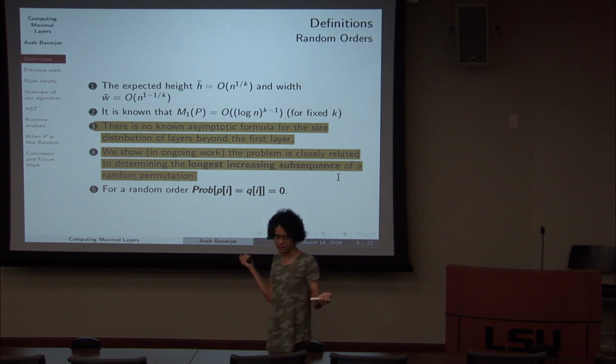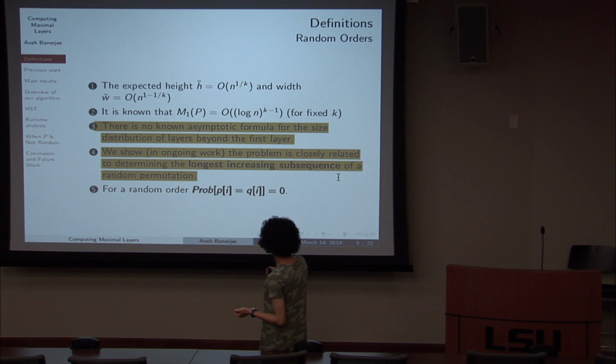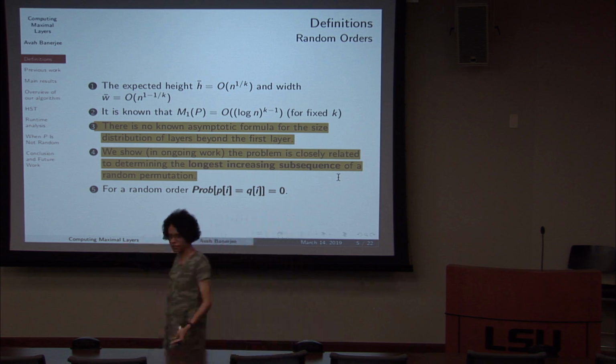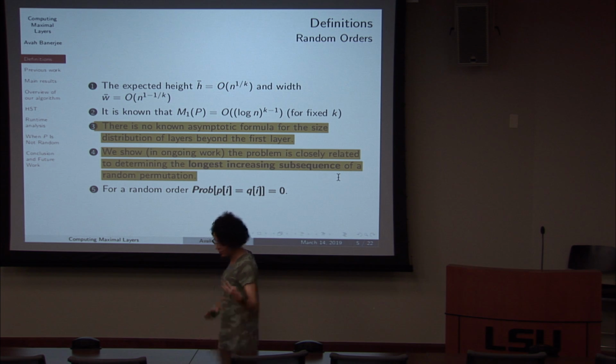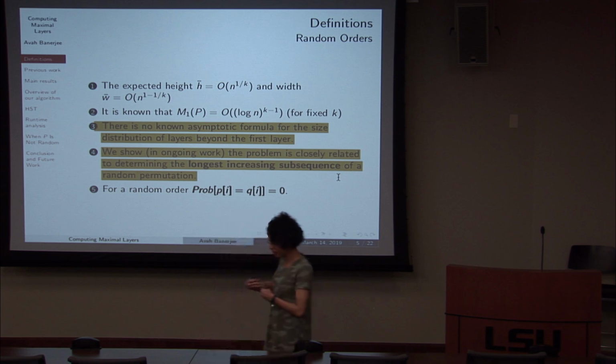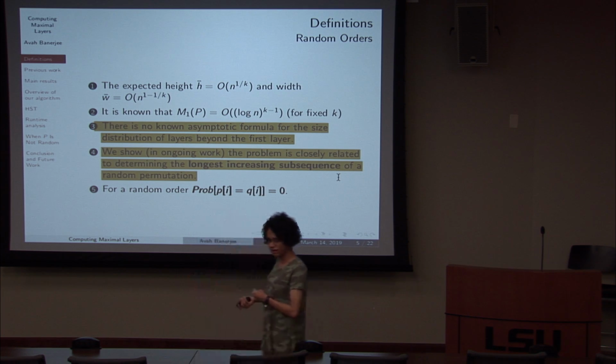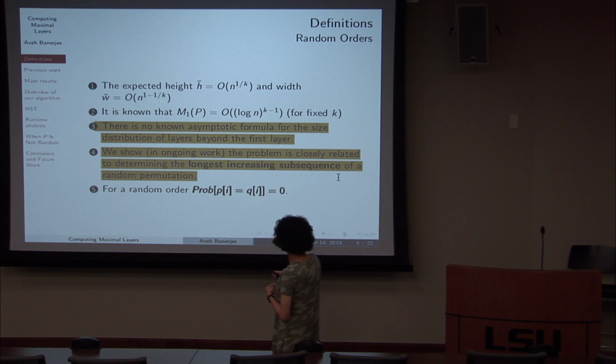expected height? It was known around 30 years ago, I think 1988, that the expected height is the kth root of n. So if you have n points in k-dimensional Euclidean space, and they're picked randomly, then the expected number of maximal layers is the kth root of n. And the width is n to the power of 1 minus 1 over k.